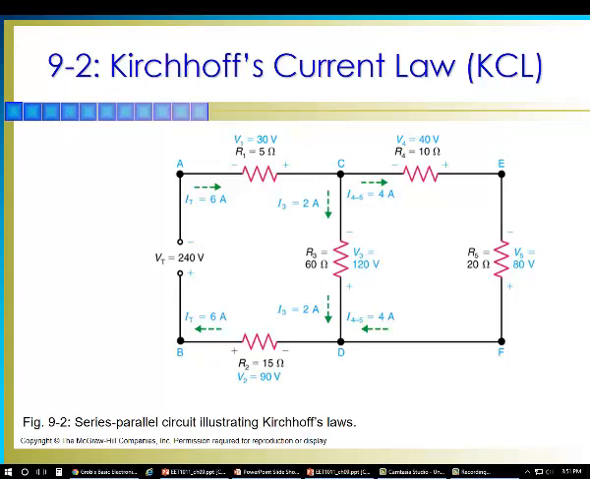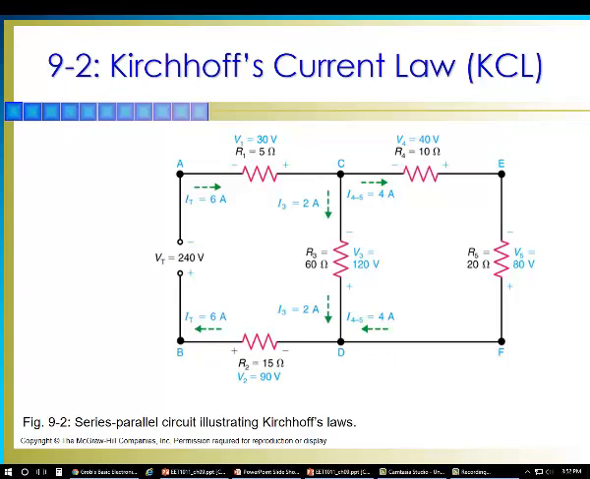So if we look at this example right here, this circuit, we can observe that if we take, for example, the node at point C, we have the total current, 6 amperes, coming into this node, and then we have the current 4.5 going out, as well as current 3 going out. So the total current that comes into node C must equal the current leaving the node, which is I3 and I4.5.